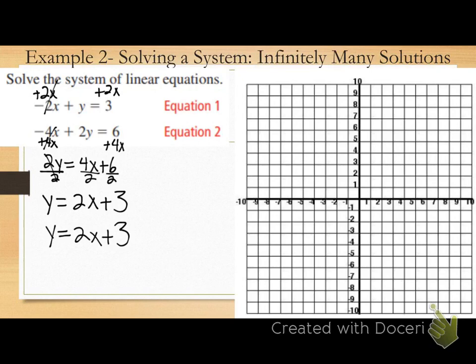So what's my answer probably going to be? Infinitely many solutions, because they're going to be the same line. Let's go ahead and graph it though. What's my y-intercept? 3. And what's my slope? 2, or 2 over 1. Which two directions? Up 2, right 1, or down 2, left 1.